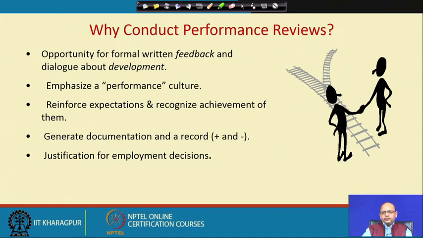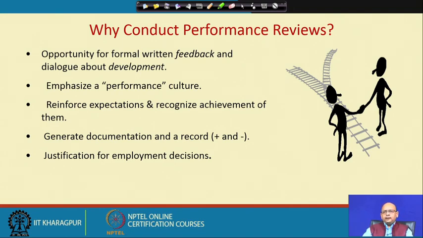Now, if you look at this picture, it shows the employee and his manager. They have agreed to discuss their performance, so they are going for a review. They set the path: what is to be done, what is to be achieved further. And it becomes a part of the performance culture.